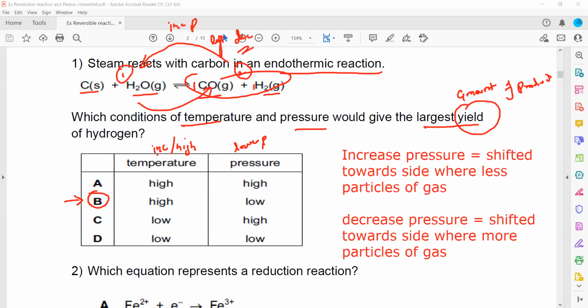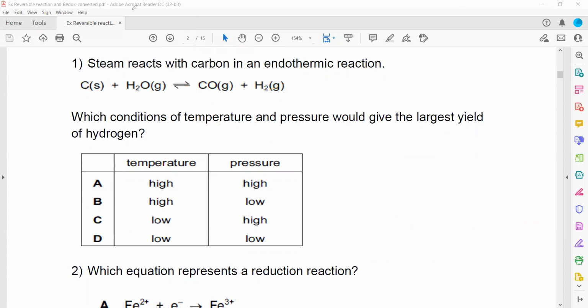Discussion: just recall the idea of how temperature and pressure shift the equilibrium. For an endothermic reaction, an increase in temperature shifts the equilibrium towards the right hand side, so yield increases, and a decrease in temperature shifts the equilibrium towards the left hand side, so yield will decrease. And for pressure, it's not fixed like shifting right or left. It depends on the equation. If we increase the pressure, the equilibrium shifts towards the side with fewer particles, and if we decrease the pressure, it shifts towards the side with more particles. So in this case, because we want to shift towards the right to increase the yield, we should lower the pressure and increase the temperature.